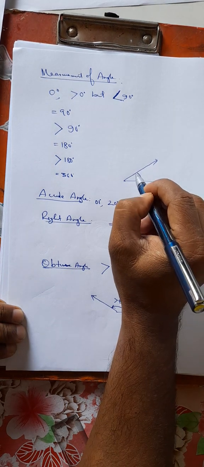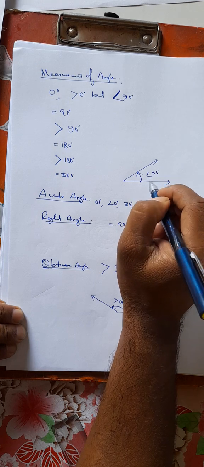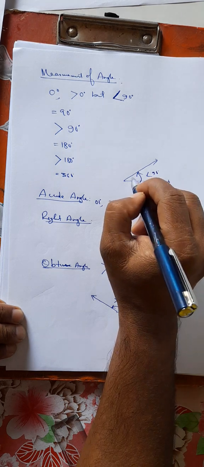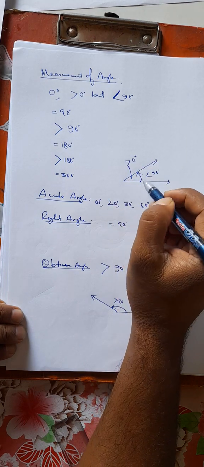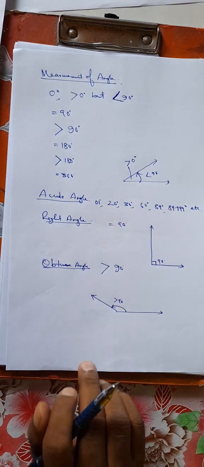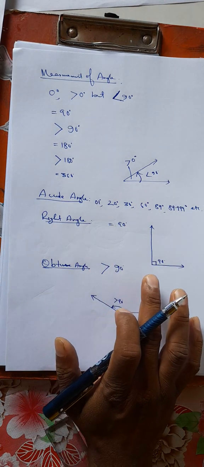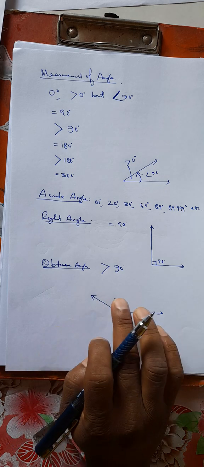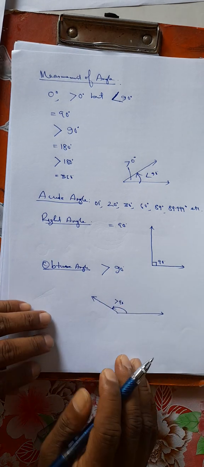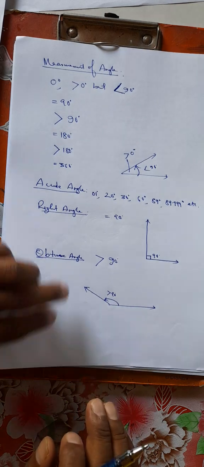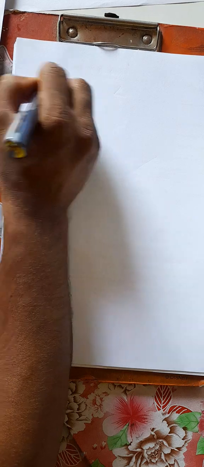This is less than 90 degrees, but greater than 0 degrees. So an acute angle means greater than 0 degrees but less than 90 degrees. A right angle means equal to 90 degrees. An obtuse angle means more than 90 degrees. Now there is one more angle called a reflex angle. Reflex angle.